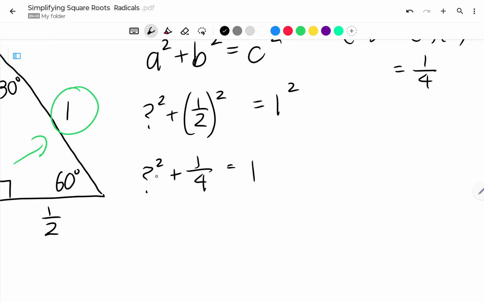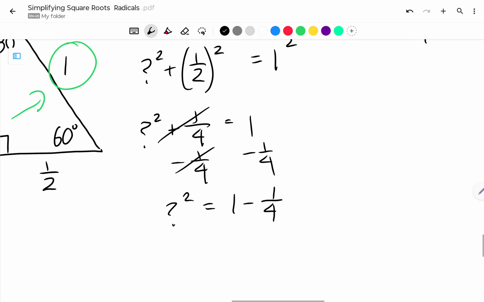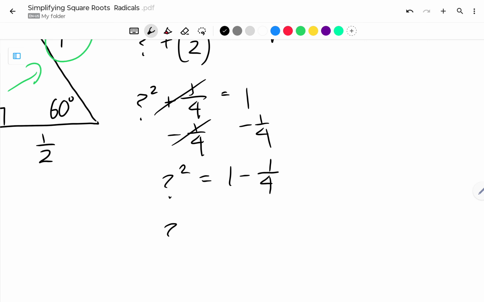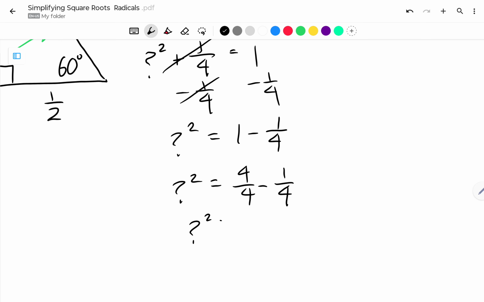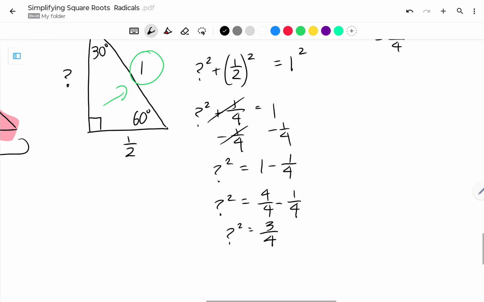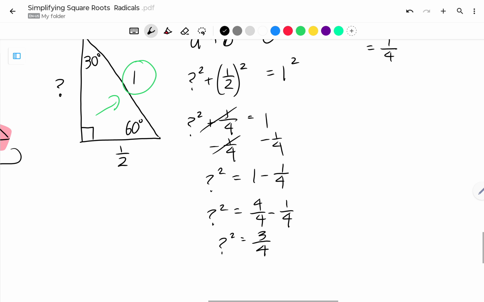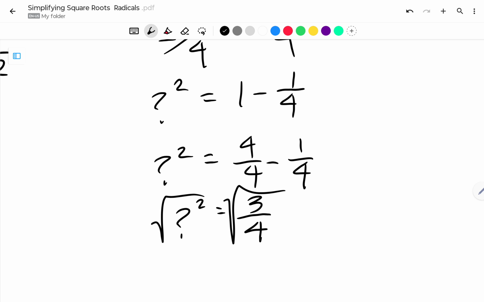And then what are you going to do? We're trying to get this by itself. So let's subtract 1/4 on both sides so they cancel out. Kind of stay with me here. I know there's some fractions, but it'll make sense. 1 minus 1/4. When you're subtracting fractions, you should know this. What happens is 1 is the same thing as 4/4, right? So you want to make sure the denominators are the same. So then this is going to be 3/4, right? And so you have to square root both sides.